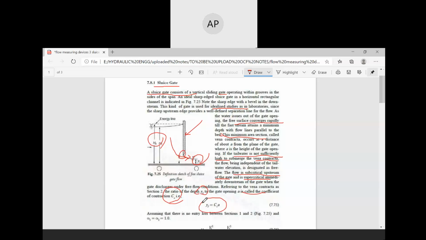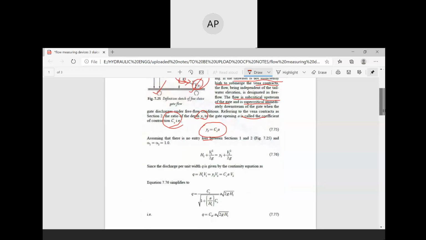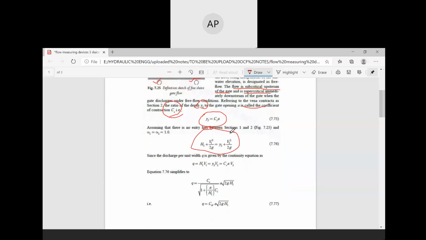Assuming that there is no entry loss between section 1 and section 2. This is section 1 and this is section 2. From the energy equation we get this formula: H1 = V1 square divided by 2g = y2 + V2 square divided by 2g. Since the discharge per unit width q is given by the continuity equation, we get y1 V1 = y2 V2. After simplifying, we get q, the discharge per unit width, equal to Cc a root over 2g H1.